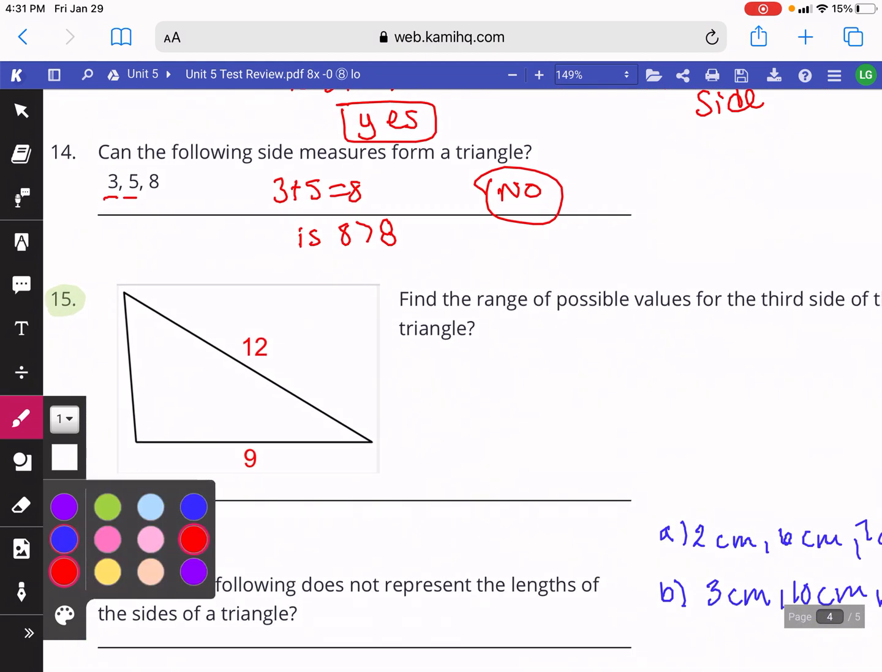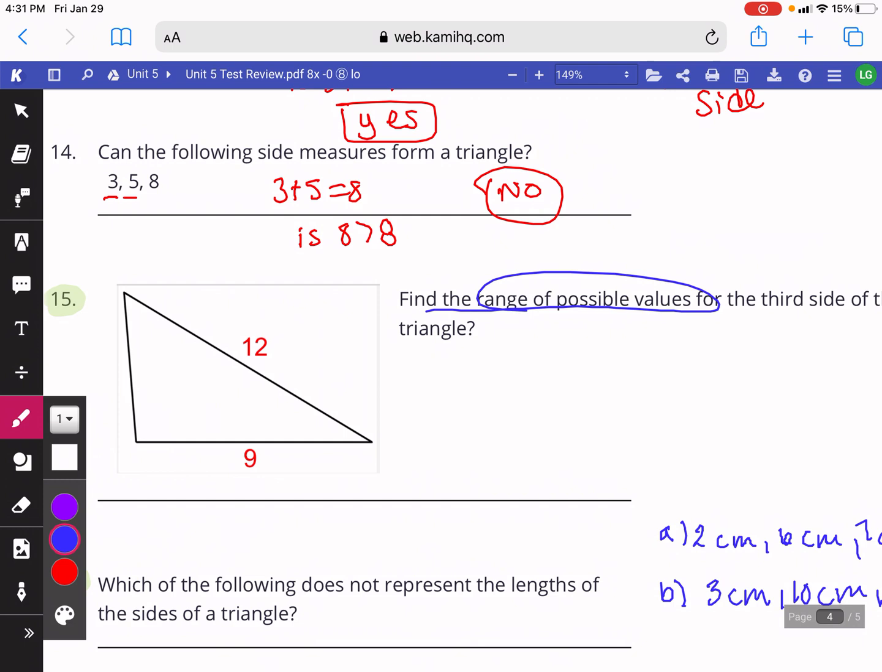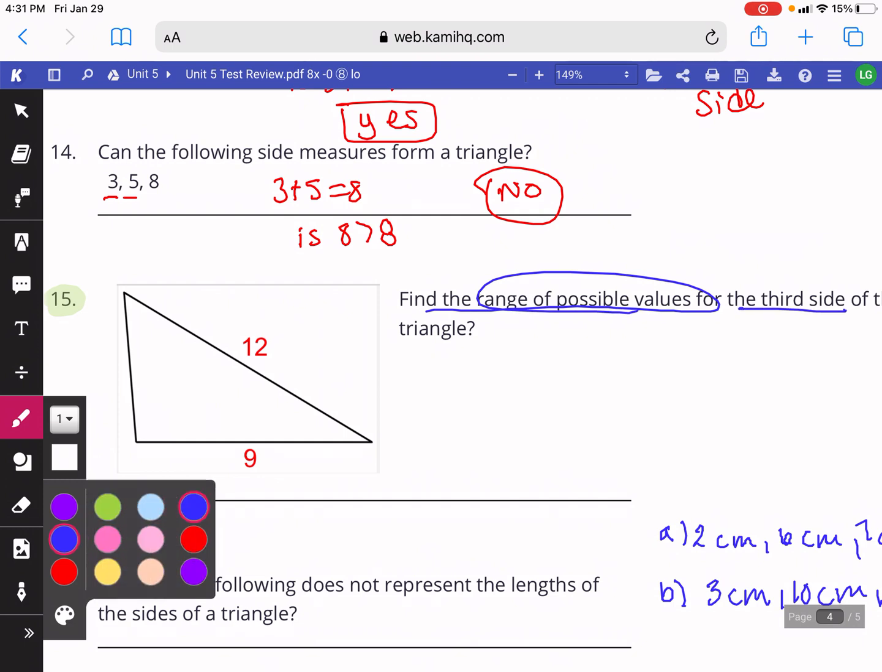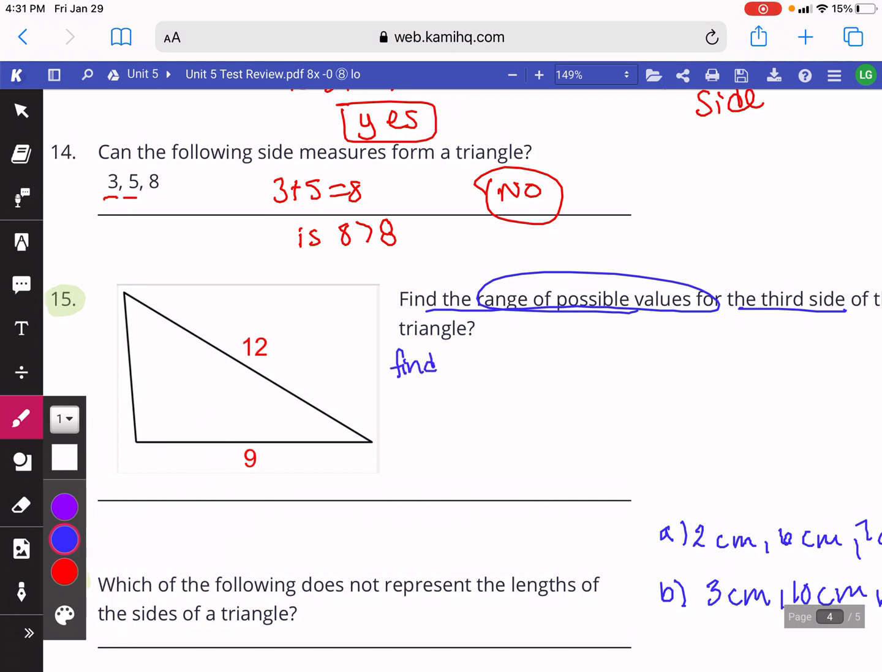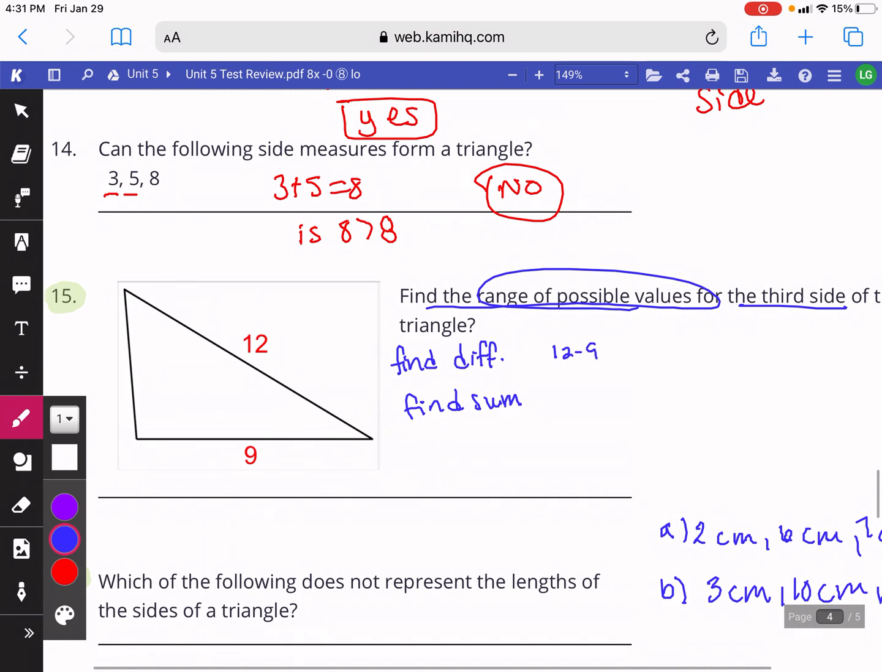Our next question wants us to find the range of possible values for the third side. So they gave us 12 and 9. If you remember when we learned this, the trick is to take the difference, and then we're going to find the sum, and those will give us the numbers we use in our range. So the difference, we would do 12 minus 9, which is 3. For the sum, 12 plus 9 is 21. So the third side has to be between 3 and 21 units.